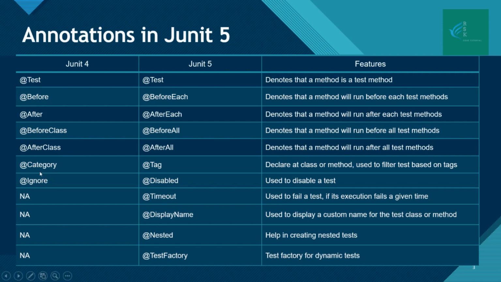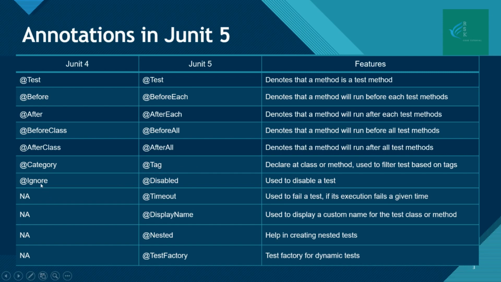In JUnit 4, we have @Category. Now in JUnit 5 it is known as @Tag. Whenever we declare it on a class or a method, it is used to filter tests based on our tags. So we need to provide some input in the tag. We will see in the implementation also how to use tag.